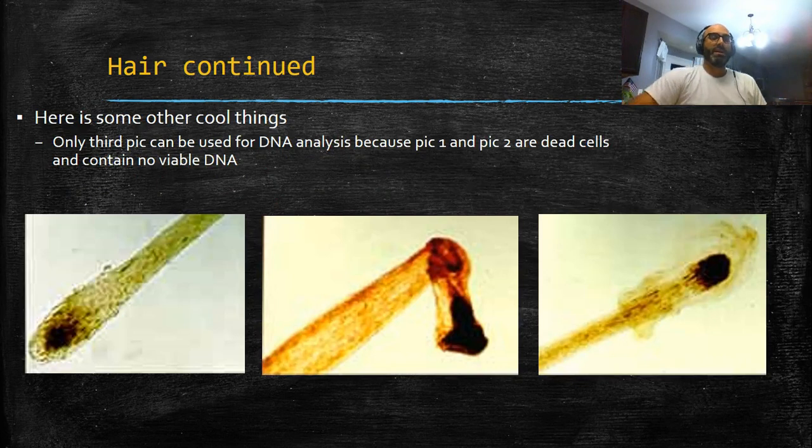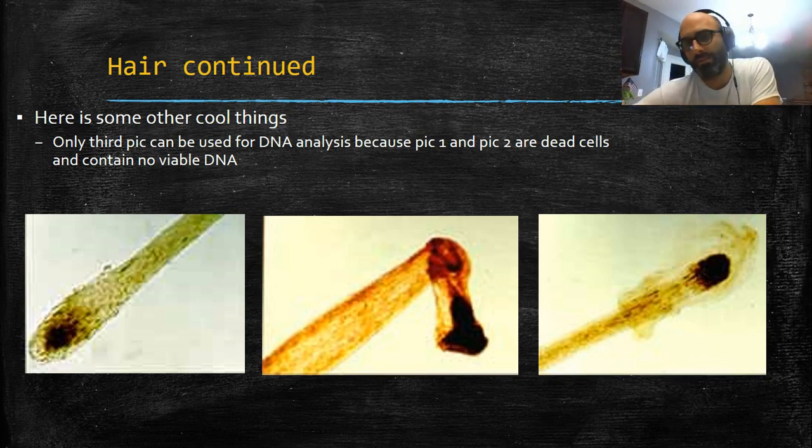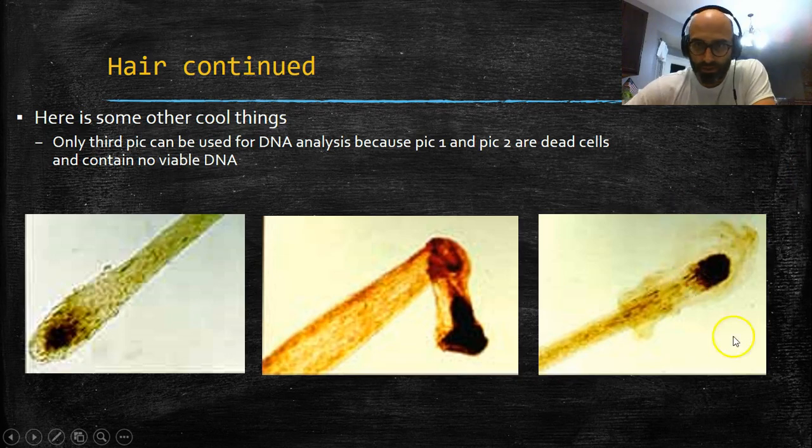Same thing with the medulla. Here's another cool thing that I found on the FBI's website that they can do with hair. Let's say that you found 3 different hair samples on a victim, and you want to know, gosh, these look completely different. Well, here's the thing. The only picture that you can actually use here to determine down to the exact person that that hair belongs to, is going to be picture 3 right here.